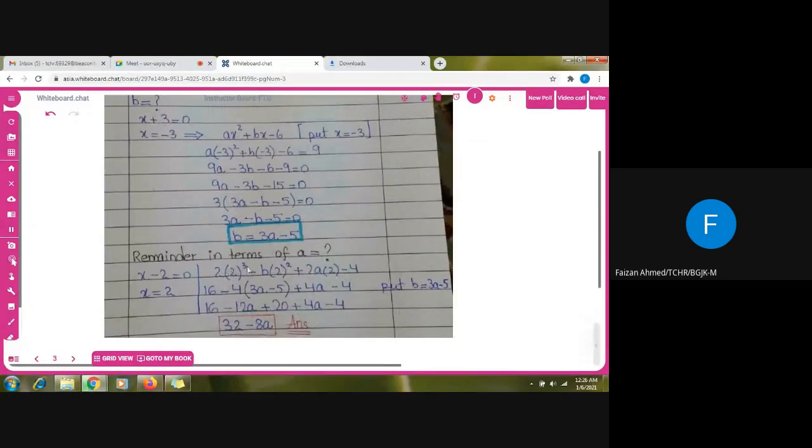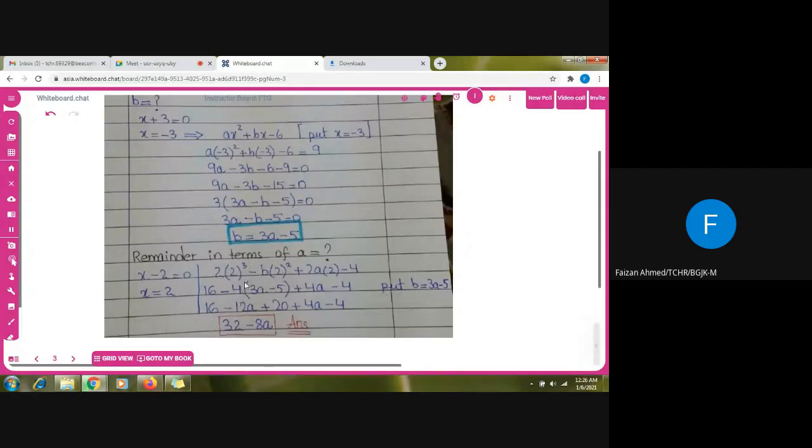2 cube means 2 multiplied by 2 multiplied by 2, that is 8, and 8 times 2 is 16, minus this will be 4b. 2 square is 4 and this will be 4b, so this will be minus. Over here, since I have to find the remainder in terms of a, I have placed the value of b that I calculated in part a, the first part of the question, that is the value of b is coming out to be 3a minus 5. So I have written the value of b in place of b as well.